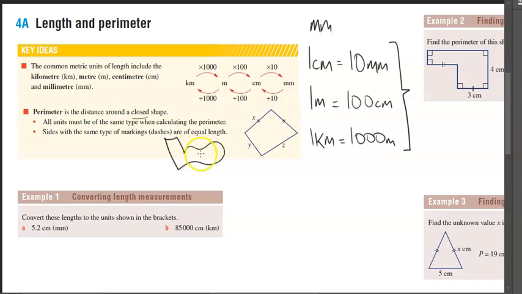You can still find the perimeter. Think about a little ant starting at a certain point and walking around this track and then getting to the end. How much of that track did that ant crawl or walk? That's how I think of perimeter. All the units must be the same type when you're calculating the perimeter. So you can't just have one of them be kilometers and the other one be centimeters. They have to be the same type of unit. And the sides with the same type of markings, which are known as dashes, are of equal length. We're going to look into that in the example later down the track.